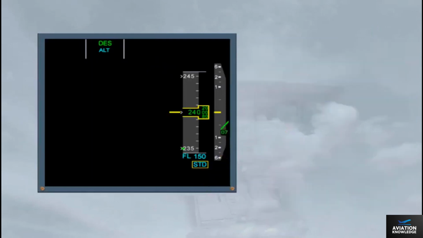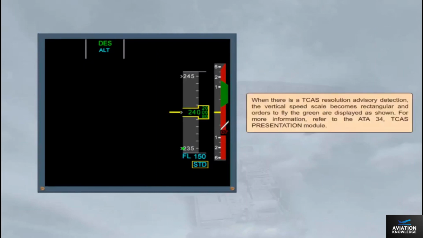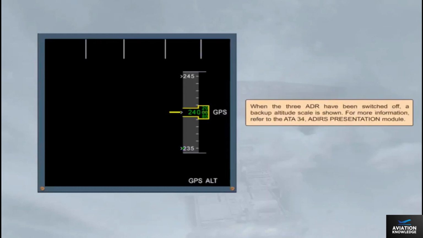When there is a TCAS resolution advisory detection, the vertical speed scale becomes rectangular, and orders to fly the green are displayed as shown. For more information, refer to the ATA34 TCAS presentation module. When the 3 ADR have been switched off, a backup altitude scale is shown. For more information, refer to the ATA34 EFIS Presentation module.